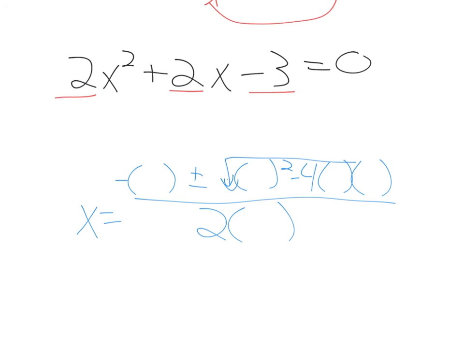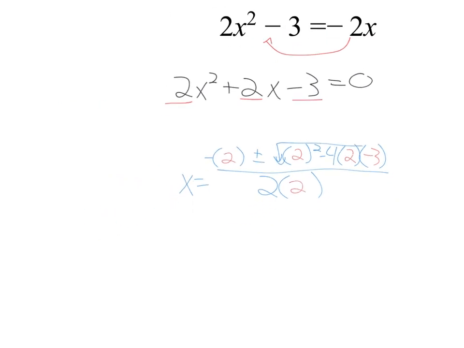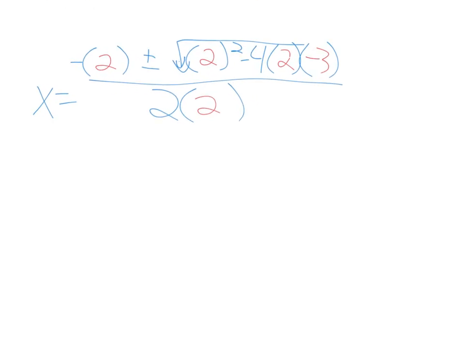So the opposite of b, which was 2, plus or minus the square root of b squared, which was 2 squared, minus 4ac. Well, a was 2, and c was negative 3. All over 2a, a was 2. So now let's simplify and solve. Again, the negative 2 up top and the 4 down below, those are going to be the two easiest pieces to this.